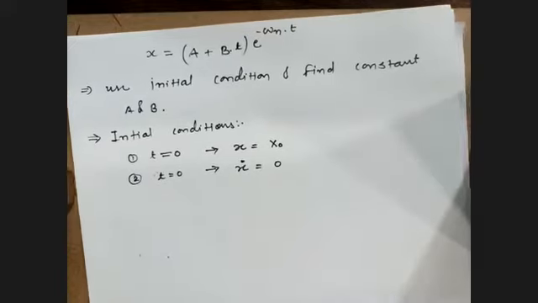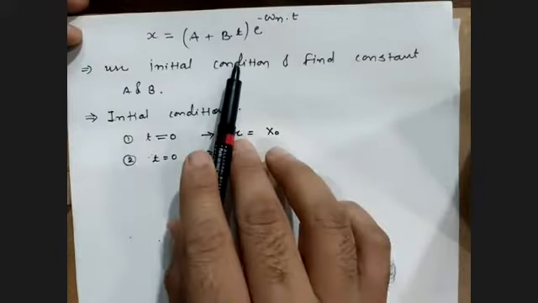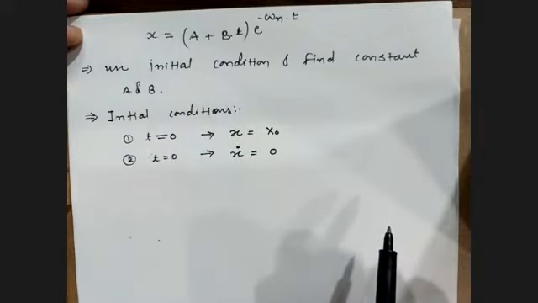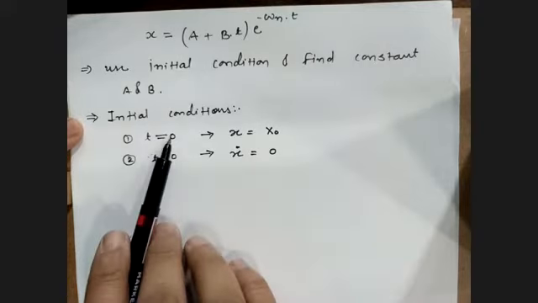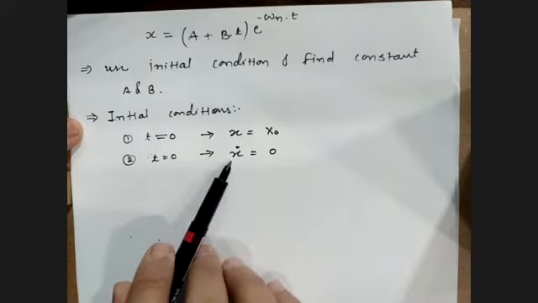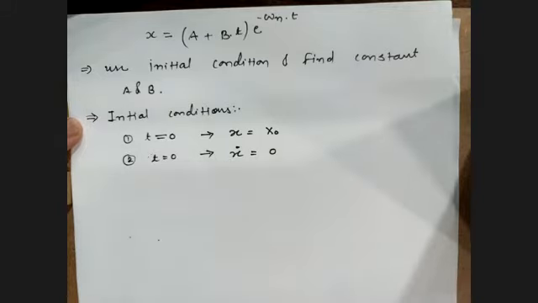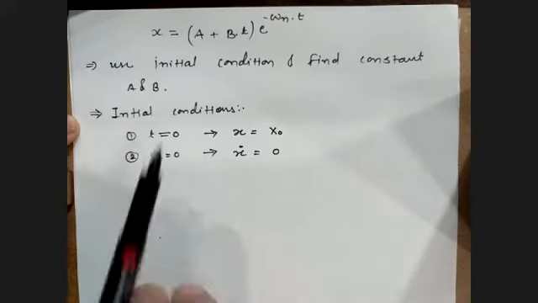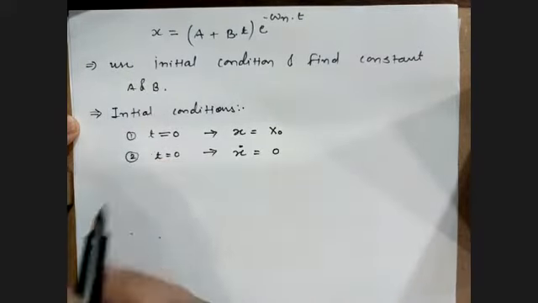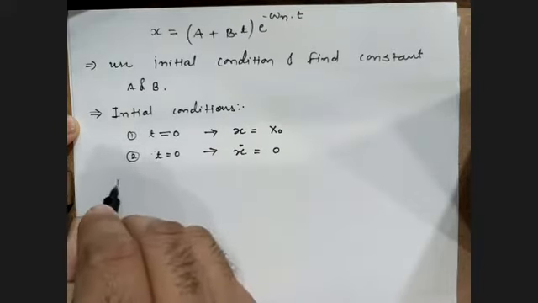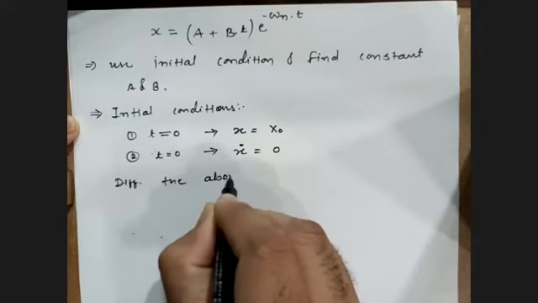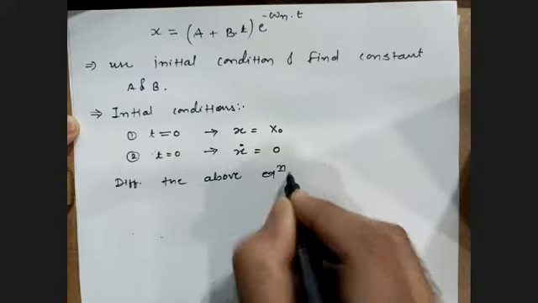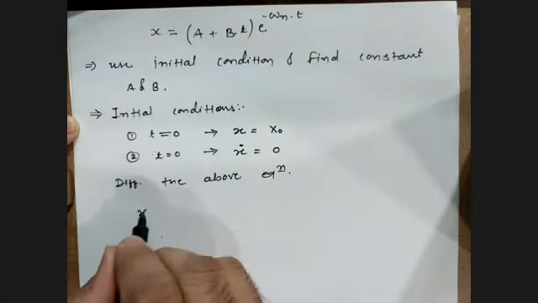So we are using these initial conditions in the particular equation and we are going to find the solution. Here we first put the first initial condition and then use the second initial condition. In the second initial condition we require x dot, that is the velocity, so first we are going to differentiate the above equation, and we get x dot.